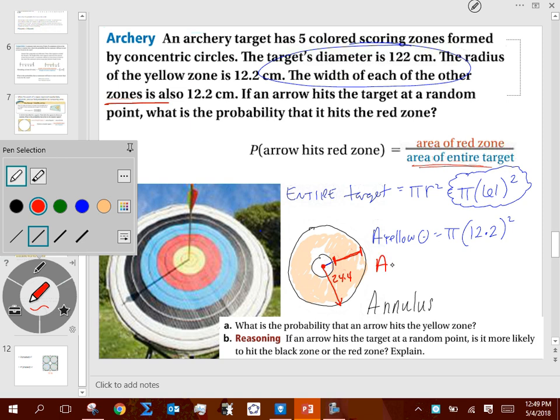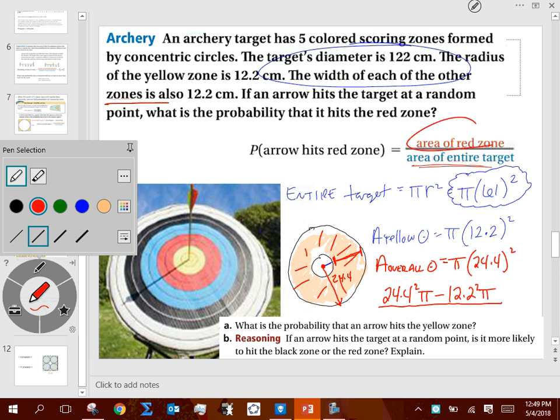Area of the overall circle would be pi times 24.4 squared. What do I need to do with those two numbers to get this red region here? Subtract them, okay? So I go 24.4 squared pi minus 12.2 squared pi. That's going to be my numerator. That's the red region. 61 squared pi, that's my denominator. And that's my total target.